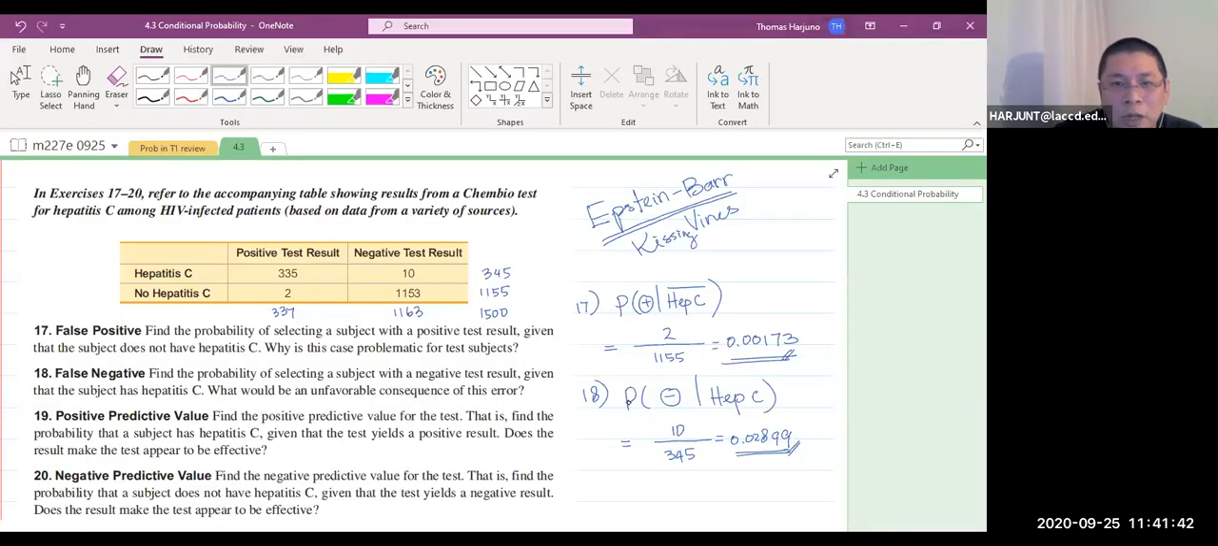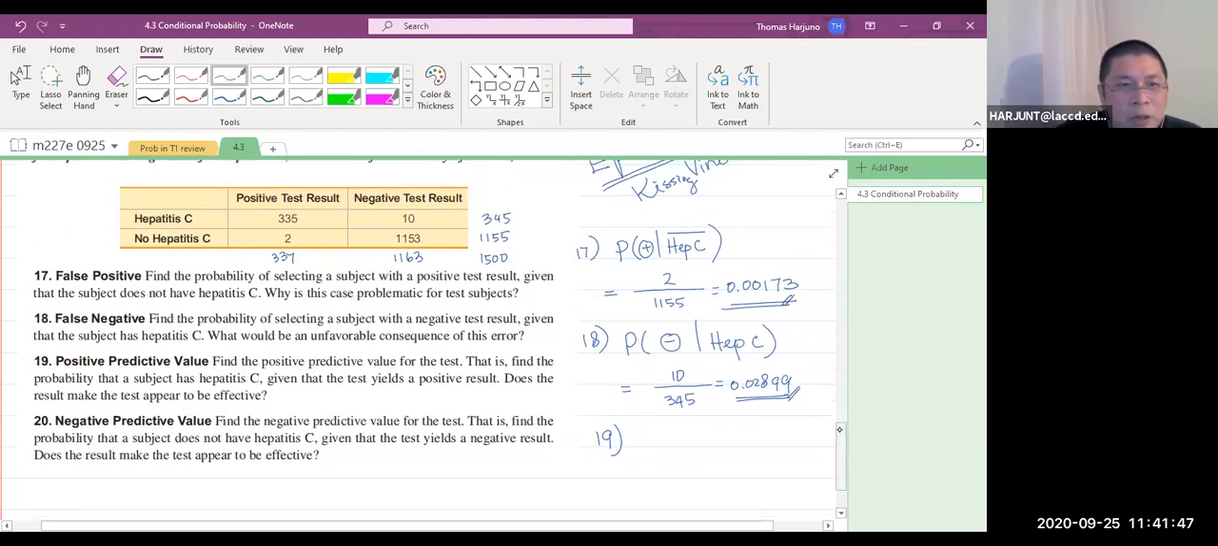Okay, I continue. Number 19. Positive predictive value. So the probability somebody tested positive knowing that person has hepatitis C. Of those with hepatitis C, 345, the portion who tested positive is 335. That will be 0.97101. So this test is actually quite reliable.